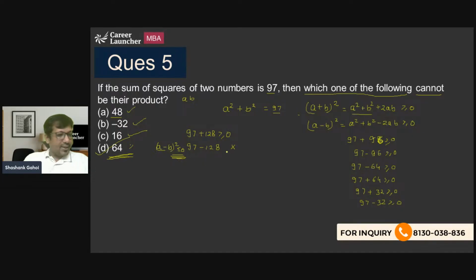I hope this is clear to everyone, because this is something that is given to us, and the question is talking about which of the following cannot be. It's not talking about can be. And the product is what? AB. So I'm just using the options, and without options you can't solve this question.